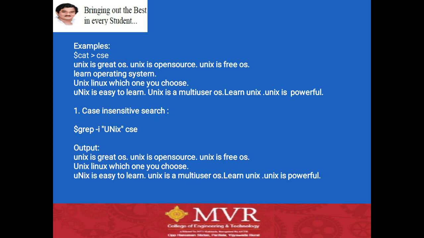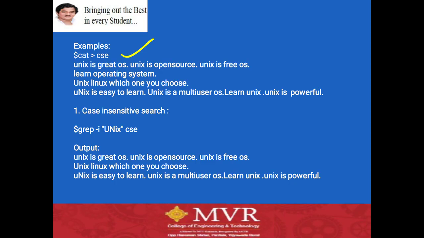Let us see an example here. What I have done is I have created one file, say for example the CSE file, with the use of the cat command. As we are all aware, cat greater than CSE will create a file. In that file I have stored some content like: Unix is great OS, Unix is open source, Unix is free OS. Learn operating system, that is in the second line. Then Unix, Linux, which one you choose. Then the fourth line: Unix is easy to learn, Unix is a multi-user operating system, learn Unix, Unix is powerful. I have created a file, the CSE file, with the contents which are shown in the slide.